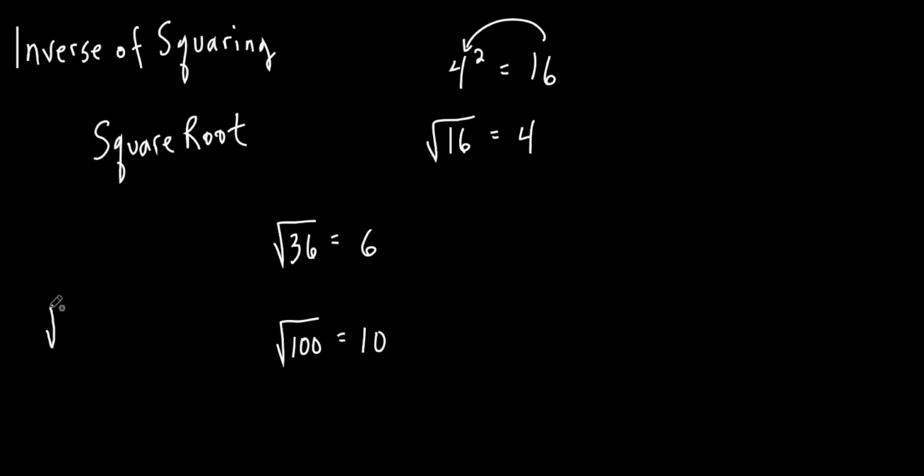What if I had something like this? Square root of 17. Right, this does not come out even. All right, it doesn't come out to a nice whole number. Because there is no, in my multiplication tables, there's no number times itself that's going to equal 17. All right, now this number does exist. You could put it in your calculator. Here, let me pull out my calculator right here on the screen.